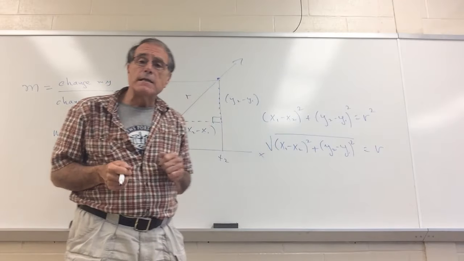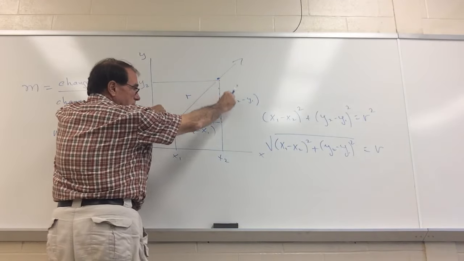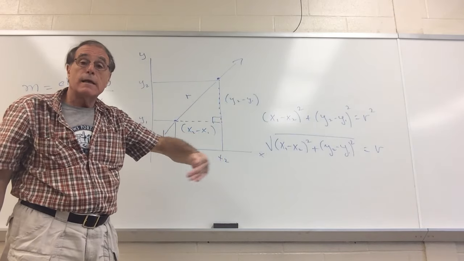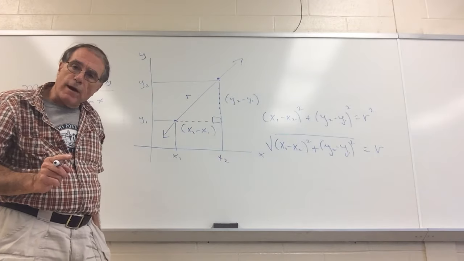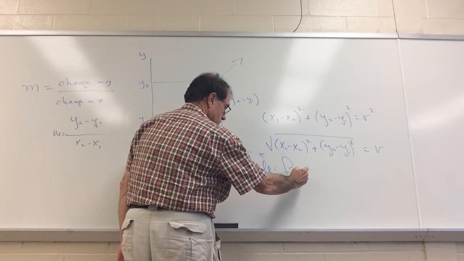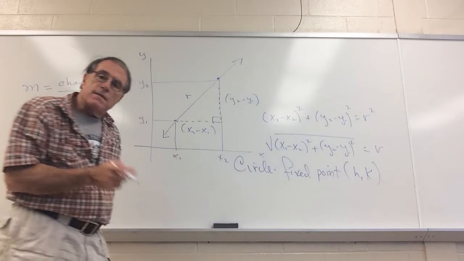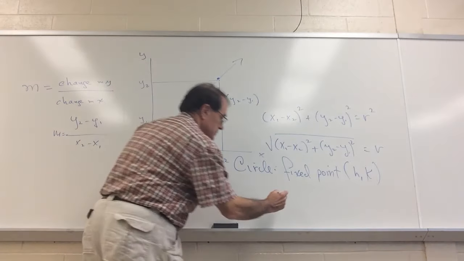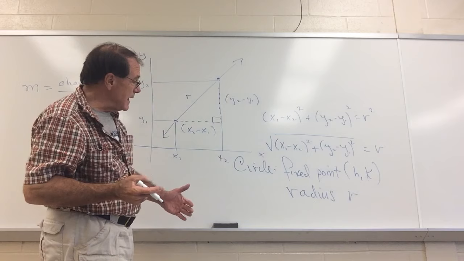Now, suppose I take a string, and suppose I hold the string at this point, stretch it to r, and draw a circle. We remember a circle is the set of all points in a plane that are equidistant from a fixed point. The fixed point is the center of the circle. We'll label that point h, k. The distance that each point is from the center is the radius of the circle. And that we will label as r.